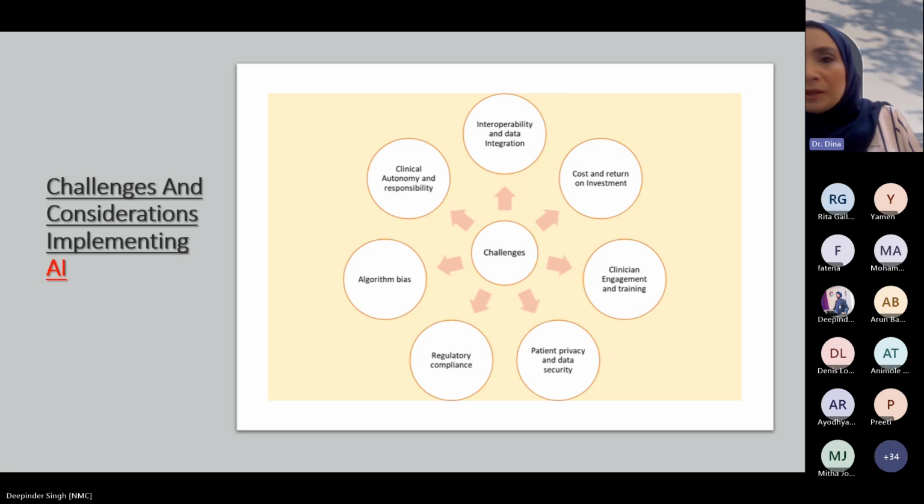The algorithm bias, and again, you can override this by having the right guidelines, the right policy, and the right process in place. The last thing is the clinical autonomy and responsibility. Please don't implement anything that takes the autonomy from your clinicians. We implement it as clinical decision support, and it's not clinical decision making. We will move next.